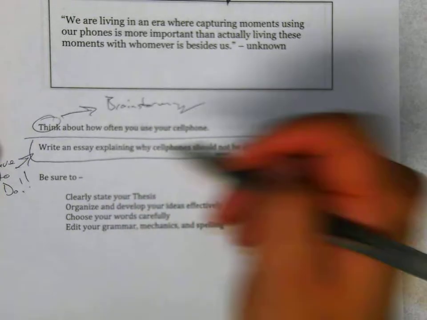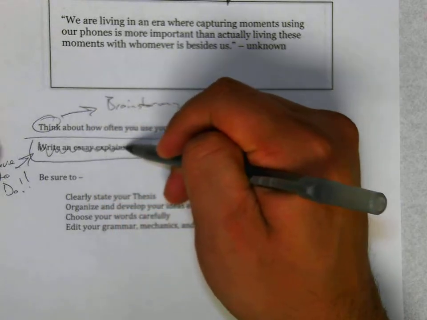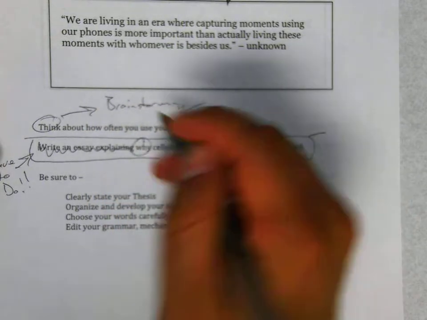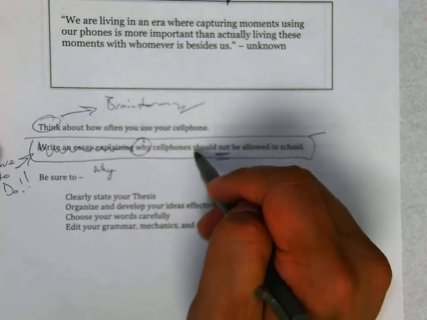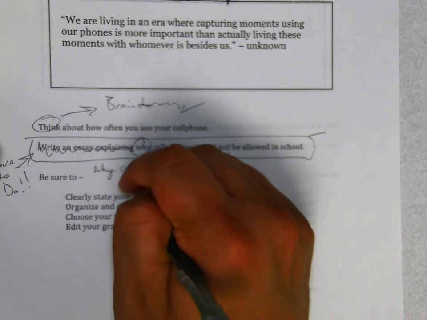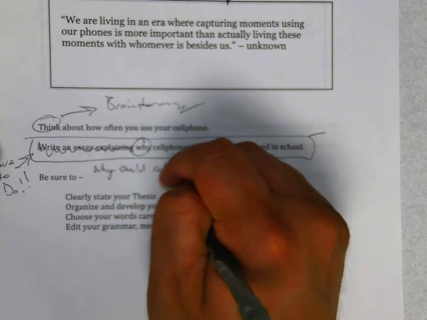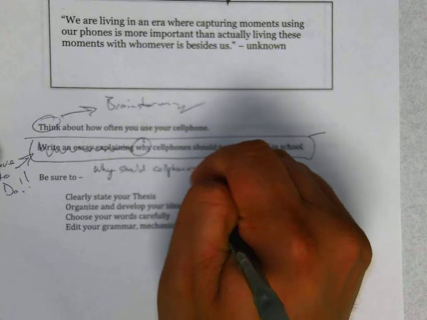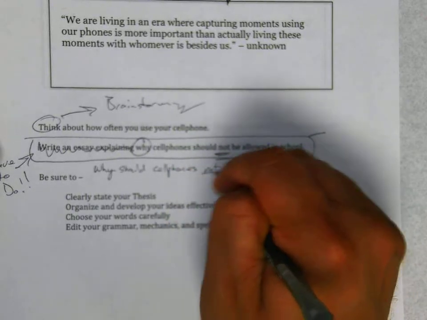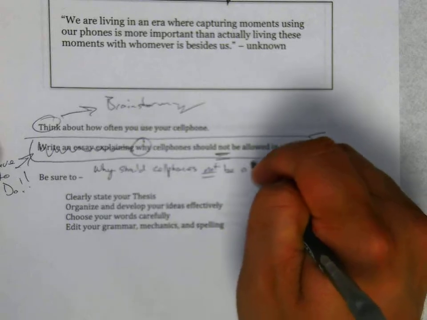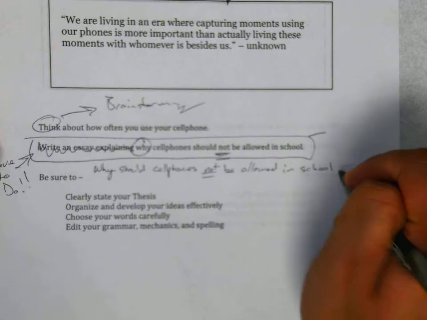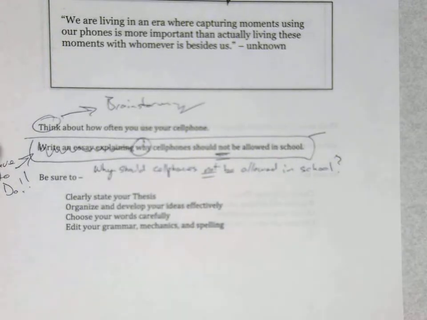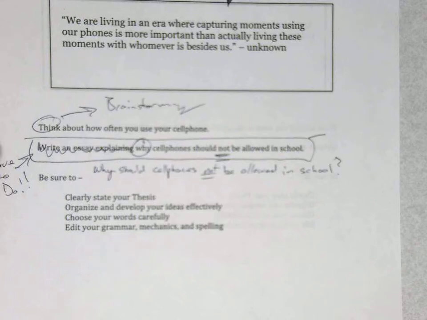So what I always tell my students is write an essay explaining and get rid of that. Always start with the interrogative. Why? Now you may have to change a little wording around here. So I always say, why should cell phones not be allowed in school? And then I'm going to put a question mark. Right. Great. I have my sentence now. Why should cell phones not be allowed in school?